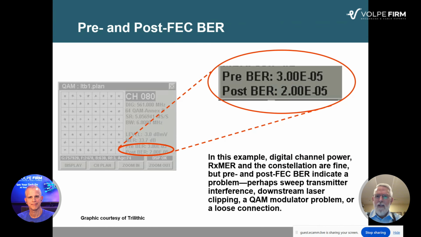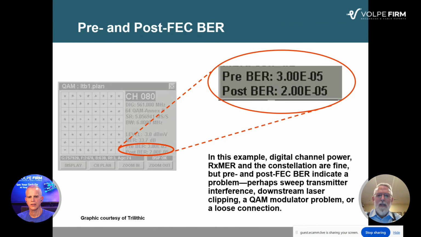And it might be sweep transmitter interference. It could be downstream laser clipping. It could be a problem with the source, the QAM modulator, maybe a loose connector or intermittent connection in a combiner somewhere or out in the field. The point is, it says, yeah, we got a problem, but you can kind of narrow it down to the class of impairments that can cause the pre and post FEC bit errors, but don't affect the MER, but don't affect the signal level or aren't affected by the signal level.